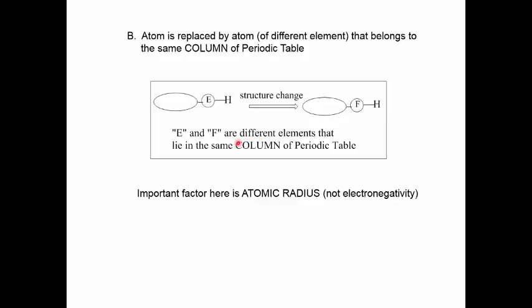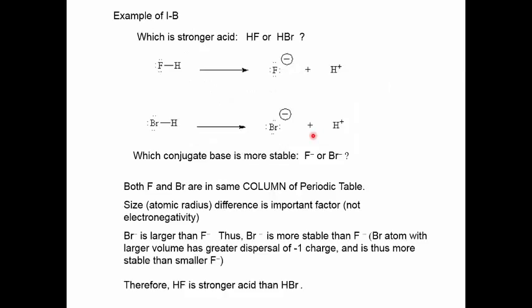In this instance, when the elements belong to the same column, the important factor is size, atomic radius, that is, and not electronegativity. That's the important point to remember. So we'll illustrate that with an example. This would be category 1B. All right, which is the stronger acid, HF or HBr?